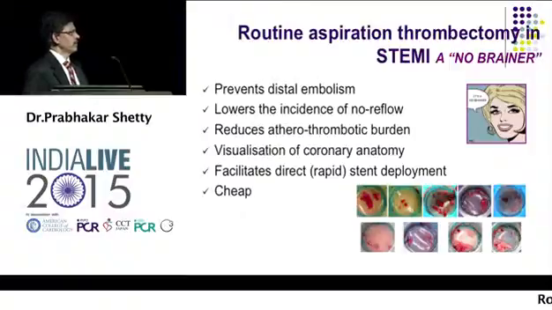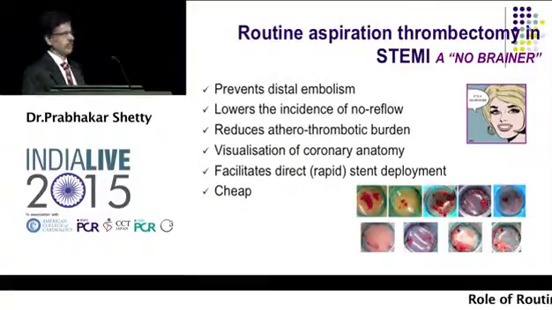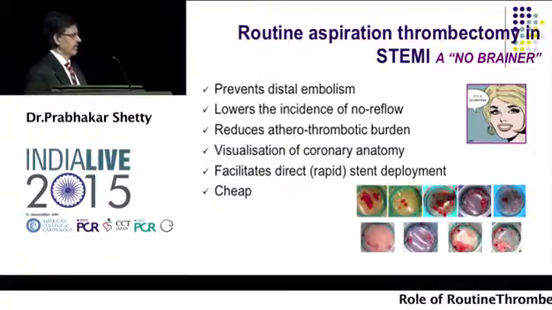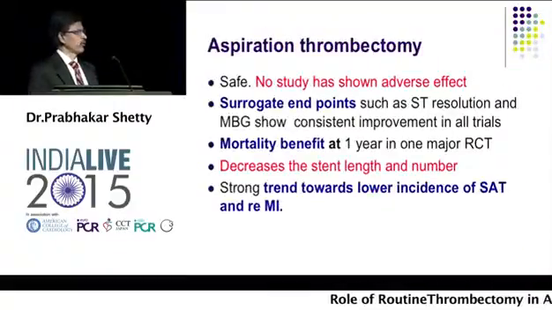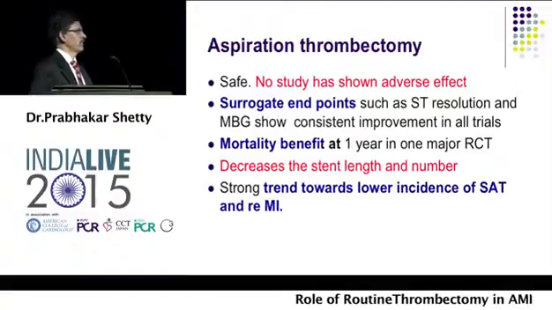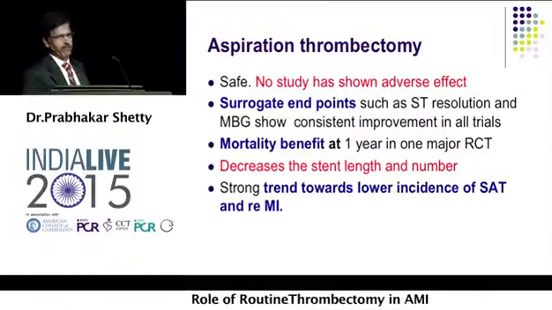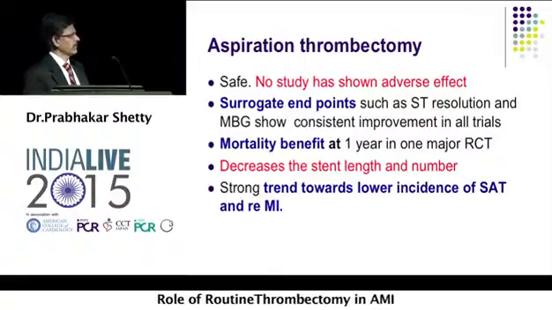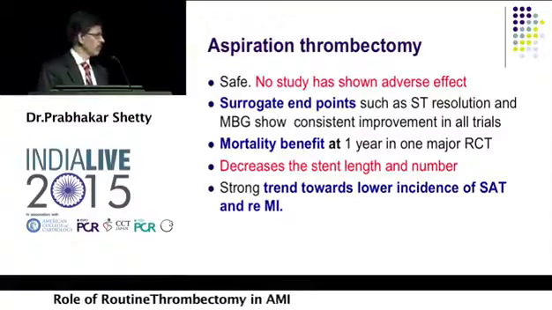So in my opinion, routine aspiration is a no-brainer. It prevents distal embolization, lowers the incidence of no reflow, and helps visualization of the coronary anatomy better. It facilitates direct stent deployment, and it's relatively cheap. And no study has shown any adverse effect with thrombus aspiration. Surrogate endpoints such as ST resolution and myocardial blush grade show consistent improvement in all trials. And there is mortality benefit at 1 year in one major randomized controlled trial. And of course, the stent size, length and numbers are reduced by thrombectomy. And there is a strong trend towards lower incidence of stent thrombosis and recurrent myocardial infarction.